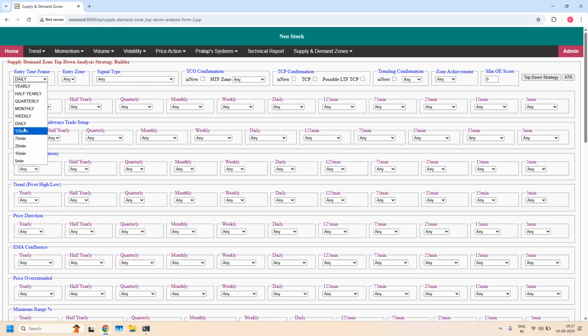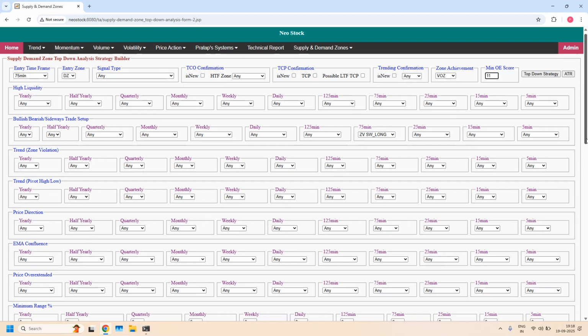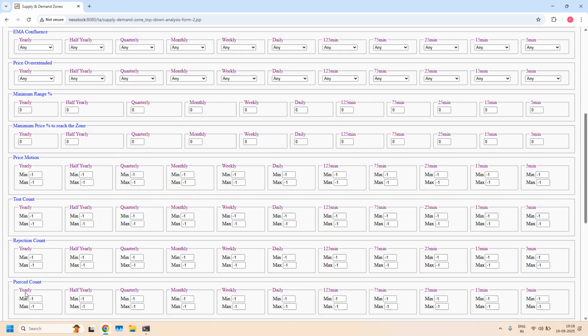Weekly income trade entry time frame 75 minutes. Entry zone, demand zone, bullish, bearish, sideways. At 75 minutes, I am selecting sideways long trade setup and zone achievement violated opposing zone. Minimum odd enhancer score 11 for sideways. Adding one more filter, that is 75 minutes demand zone should not be pierced. So in the pierced count at 75 minutes time frame, setting minimum value 0, maximum value 0.